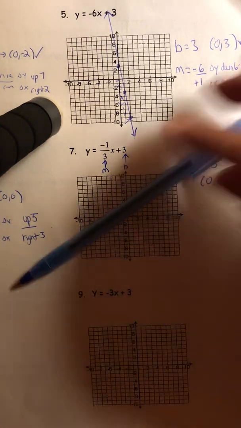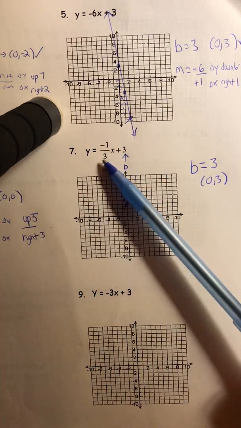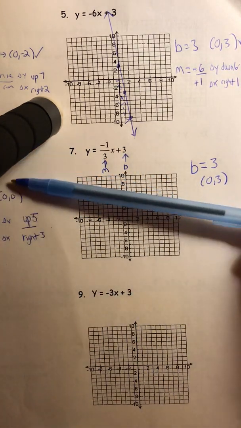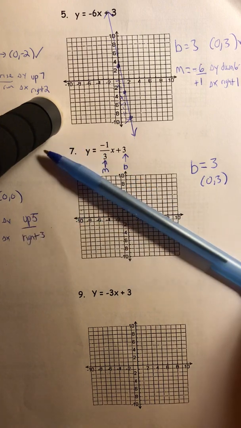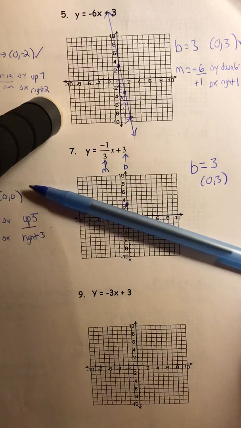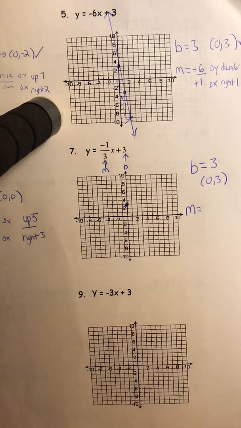Now, do you think this line's going to go like this? Do you think it's going to go like this? Well, it's negative 1/3, so it's going to be going down, but not too steep. I would say maybe it's got to pass through here. It's probably going to go maybe like this. Let's see. So second step, identify the slope.